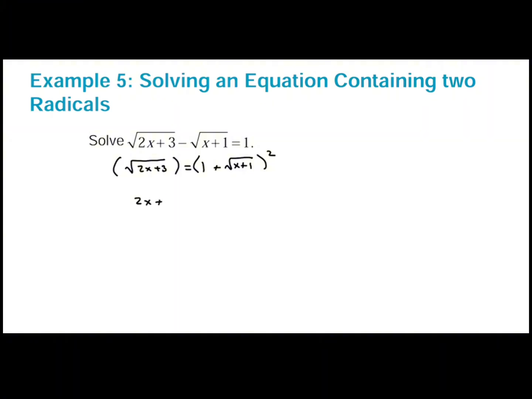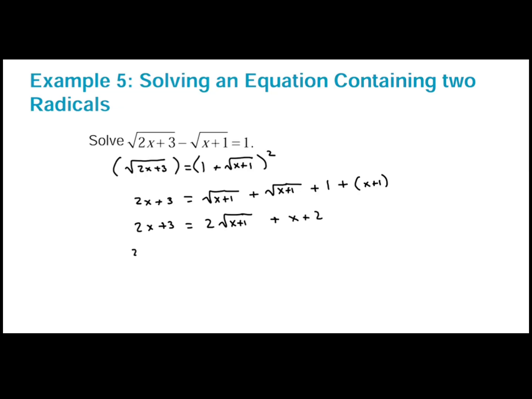This is going to be 2x plus 3 is equal to what? 1 plus the square root of x plus 1, squared. So we'll get 1, then we'll get the square root of x plus 1 twice, plus x plus 1, because it's going to square out. So now it's going to be 2x plus 3 is equal to 2 square root of x plus 1 plus x plus 2.